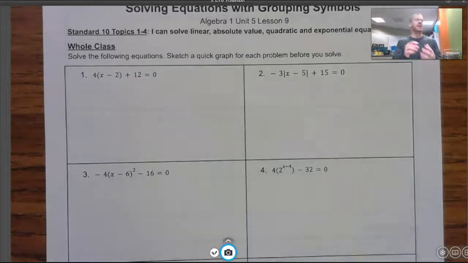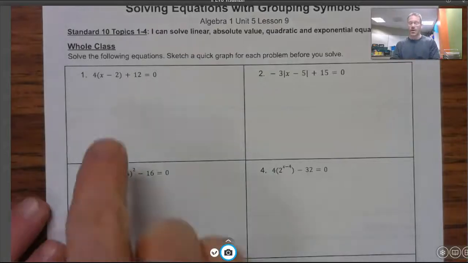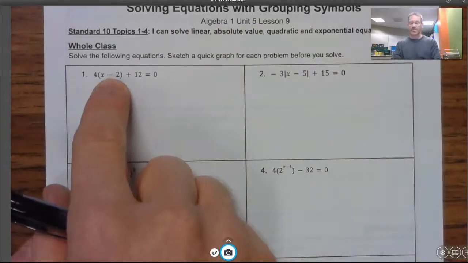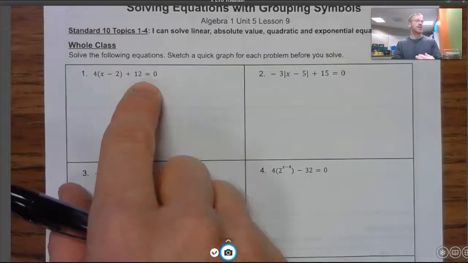So same steps as yesterday, right? Identify the type of function we have. Is it equal to 0? And then move forward from there. So looking at number 1, right? This is a linear problem. So I'm expecting one solution. All right, it's equal to 0. So that means I can use my 0 property, right?